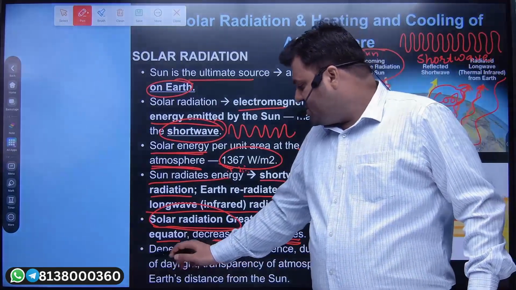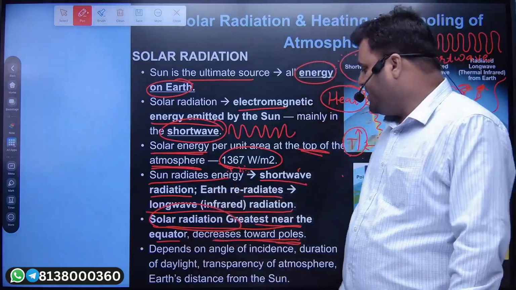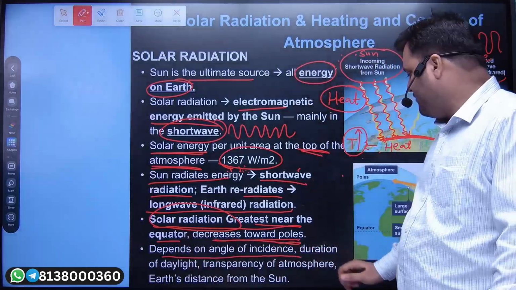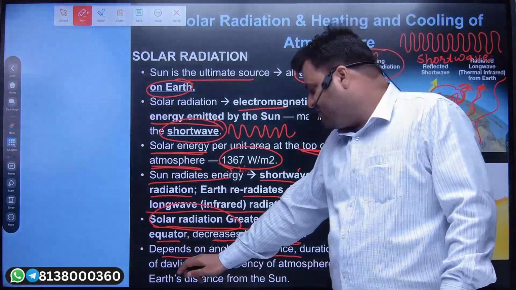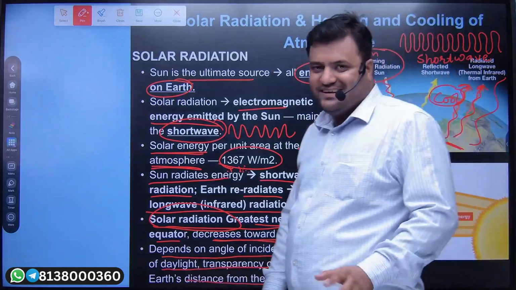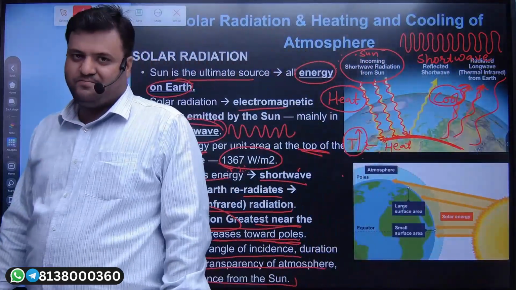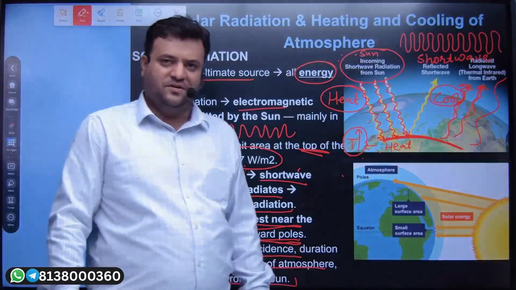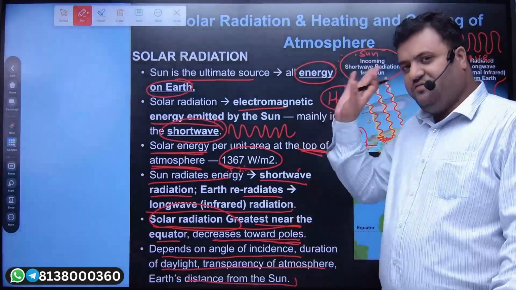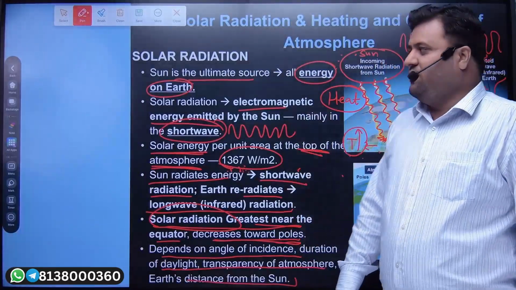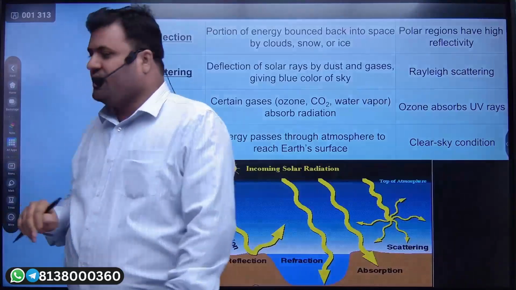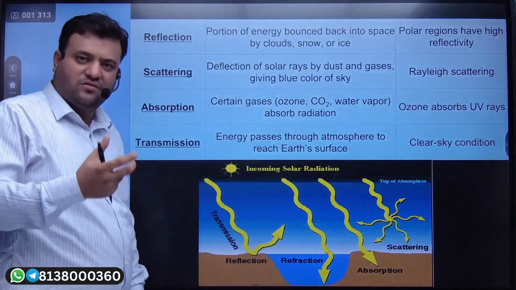So solar radiation, I mean this heating of our earth's surface, depends on what? It depends on the angle of incidence, duration of daylight, transparency of atmosphere, and yes, the earth's distance from the sun. I hope you remember with respect to the aphelion and perihelion. We learned about these things in the very first class. Okay, so it's because of the solar radiation that our earth's surface gets heated.